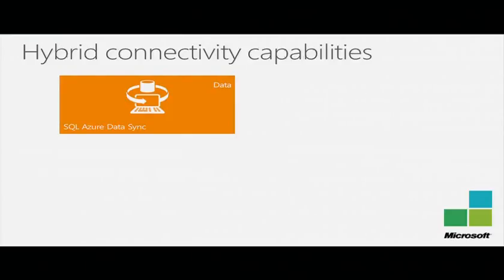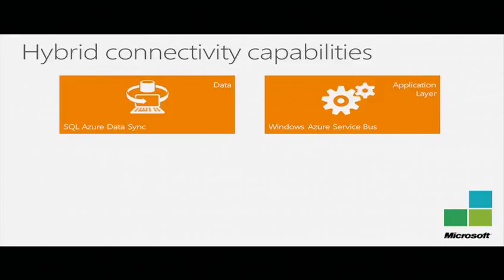There are 4 major components that are part of the Azure platform, and the first one is to make hybrid connectivity on the data layer, and there you have SQL Azure Data Sync, and that allows you to synchronize your databases on premise, so in your firewall, in your own network, with your SQL Azure databases in the cloud, and it can do that in both directions.